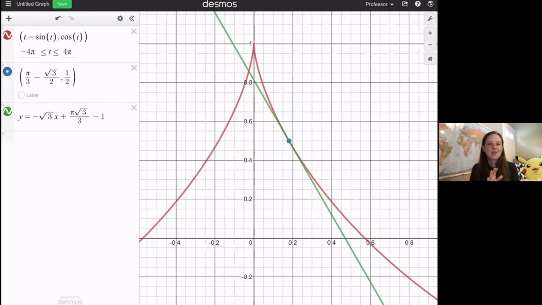This is a good thing on your homework: you can always go graph these in Desmos, and it makes you feel better that you did all your calculations correctly. We'll move on with the calculus of polar curves whenever we meet together in class.